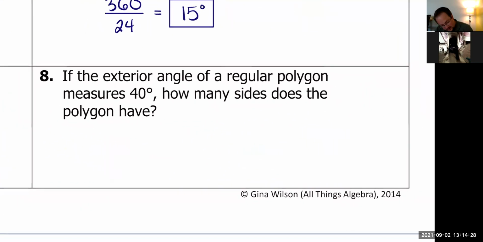Number 8, very, very similar. If you want to try this one out, I'm just going to give you the answer so you can practice later if you wish. The number of sides you should end up coming up with is 9.